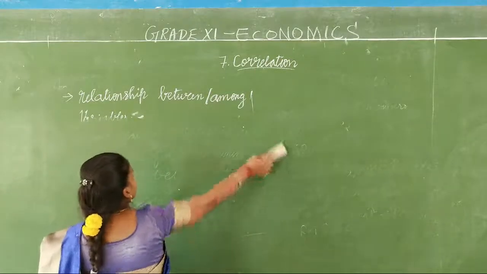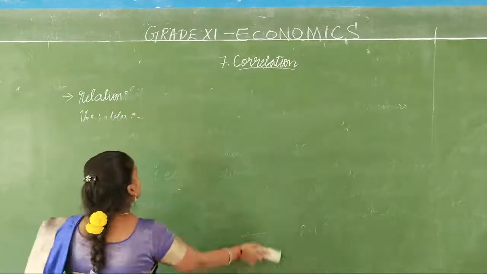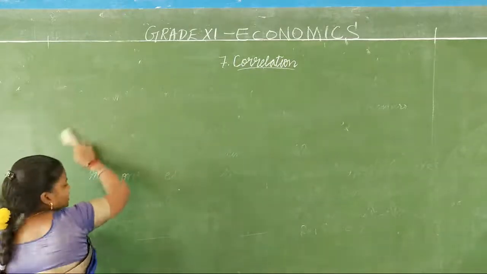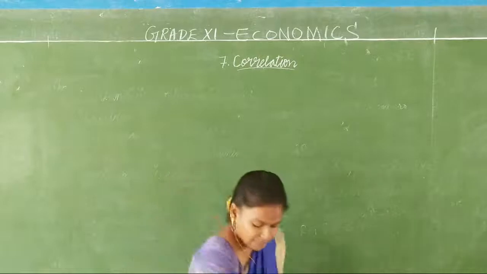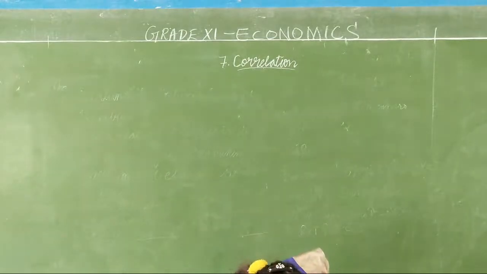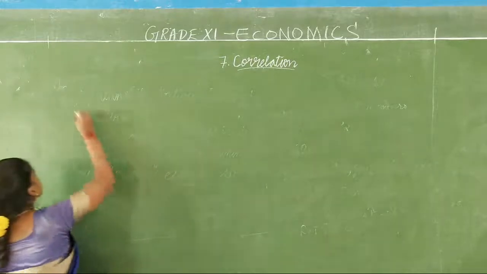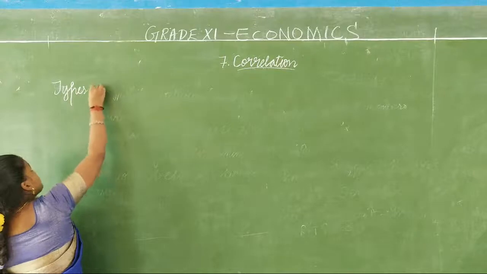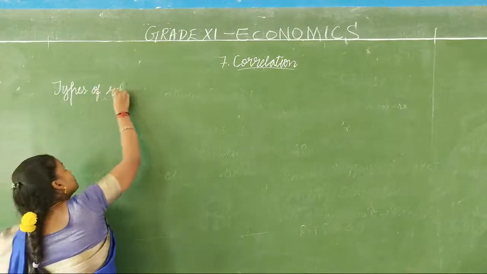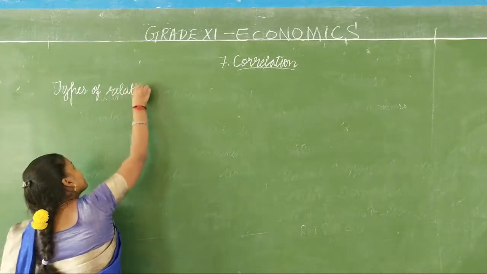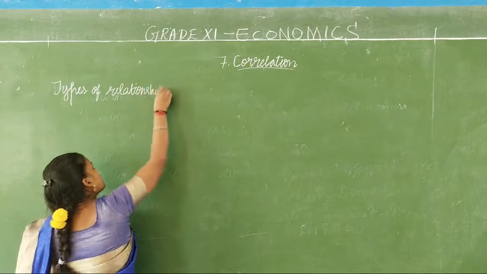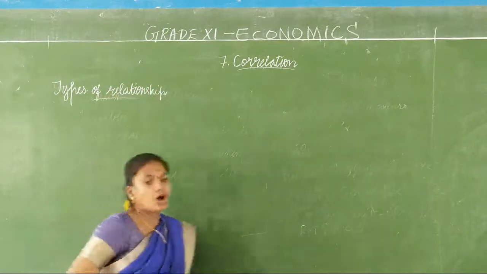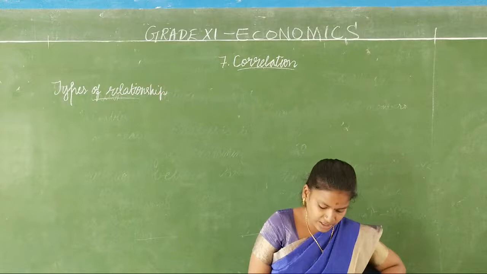What are we going to discuss? We are going to talk about the types of relationships that we might have in this. Okay, we are going to discuss about types of relationship, like cause and effect relationship, or everything is causal.